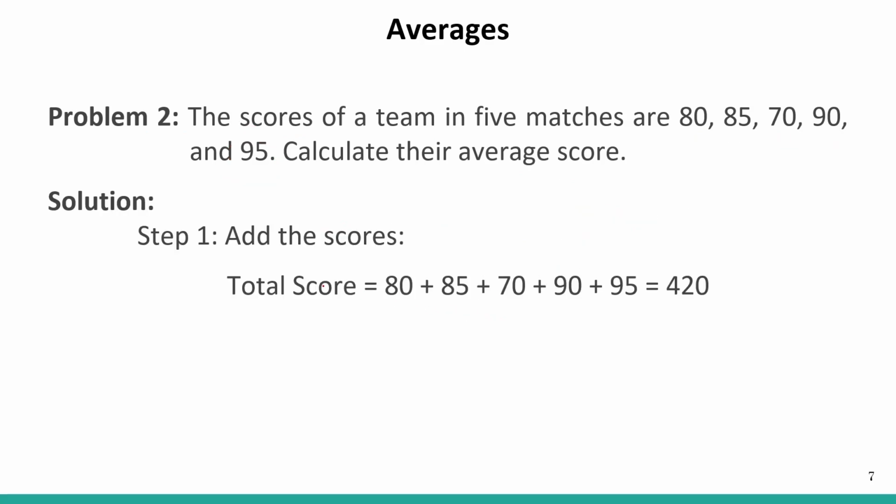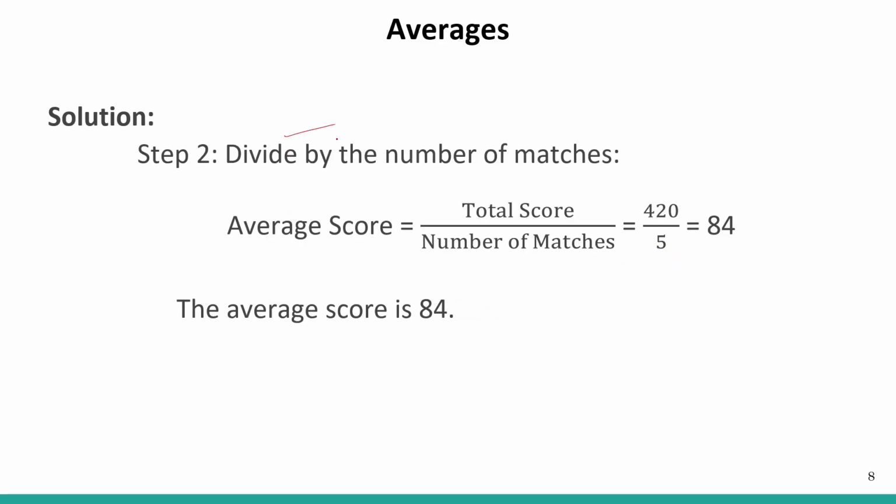Let's see what the answer will be. Step 1 is adding all the scores to get the total cumulative score, that is 80 plus 85 plus 70 plus 90 plus 95. It will be 420. So 420 is the total cumulative score. Then we divide it by the number of matches, or the number of indexes, which is 5. So 420 by 5, because the total cumulative score was 420, gives 84. So the average score for the team will be 84.